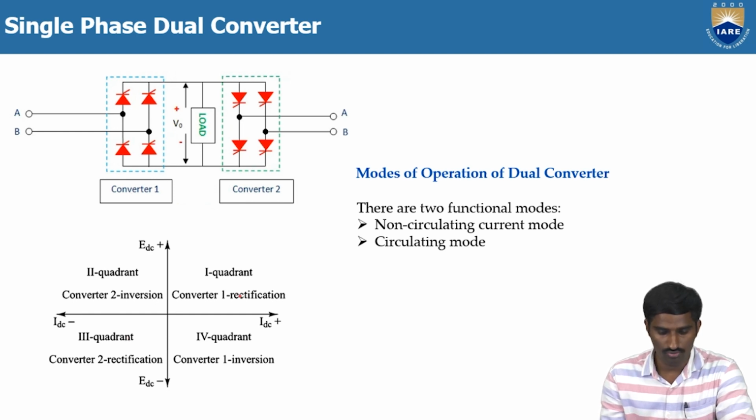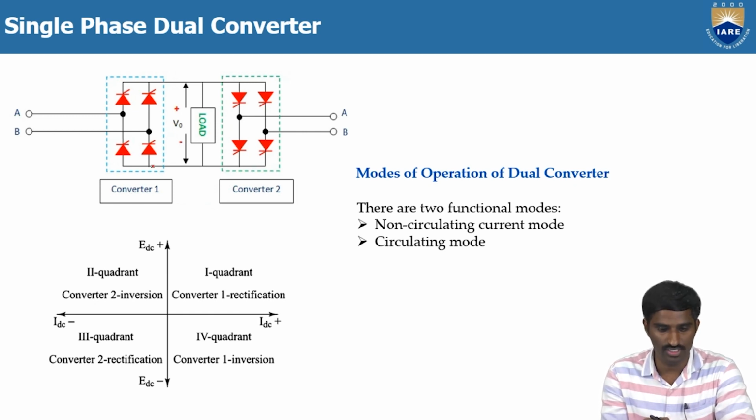What is the condition to operate converter 1 in the first quadrant, and similarly what is the condition to operate converter 1 in the fourth quadrant, we will discuss. But the main advantage of this dual converter is that it operates in the 4 quadrants. Based on our requirement, which converter we should operate and what is the condition to operate that converter, we will discuss one by one.